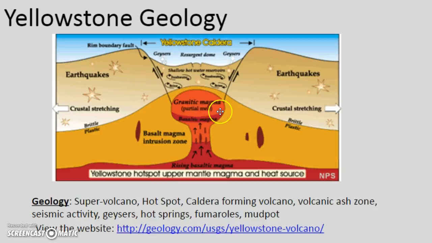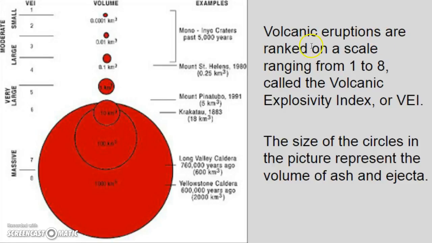Along with this region of Yellowstone, we also find geysers, hot springs, fumaroles, and mud pots. So different activities are associated with Yellowstone National Park. Here we can look at how volcanic eruptions are ranked. They're ranked on a scale of 1 to 8, called the Volcanic Explosivity Index, or the VEI. The sizes of these circles in the picture represent the volume of ash and ejecta. We can see that Yellowstone eruptions have been mega-scale eruptions, and they really pale in comparison to how large Mount St. Helens was. It's just a tiny volcanic eruption relative to the Yellowstone caldera-forming eruptions.